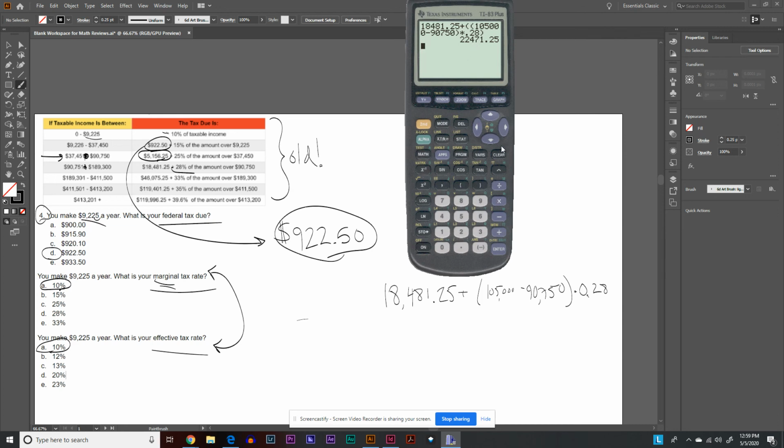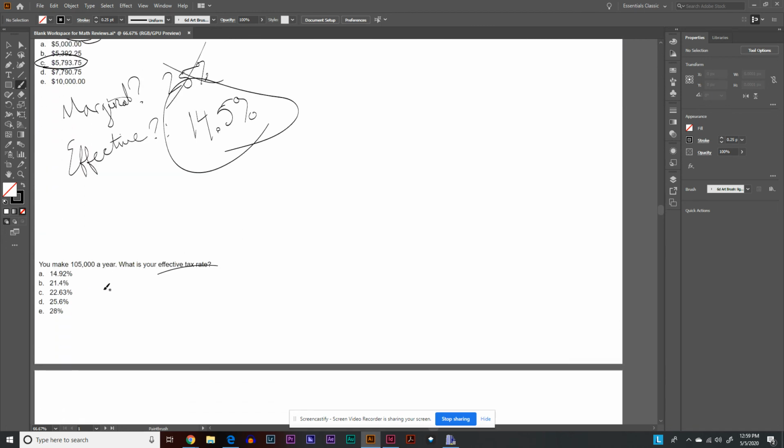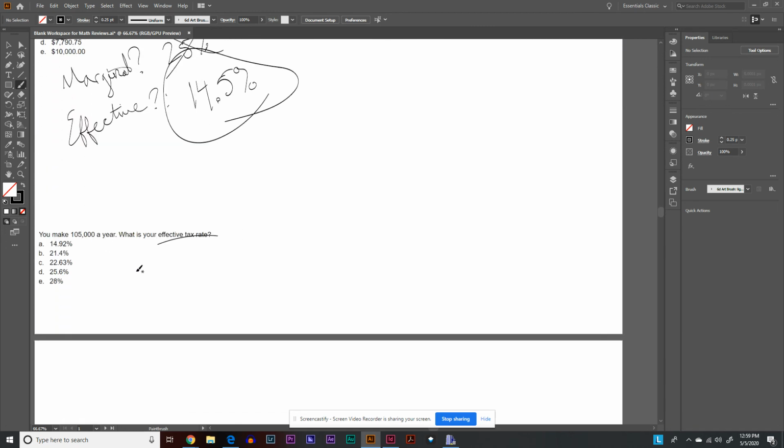And we get a total amount of taxes owed of $22,000. I know that I made $105,000 this year. So when I do that division, okay, looks like my effective tax rate is 21.4%. So let's go see if we can find that somewhere. 21.4%. There it is right there. Answer choice B.